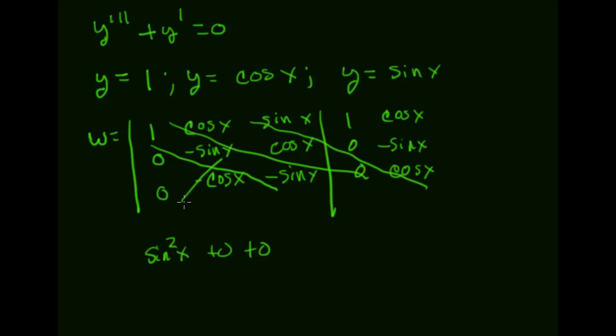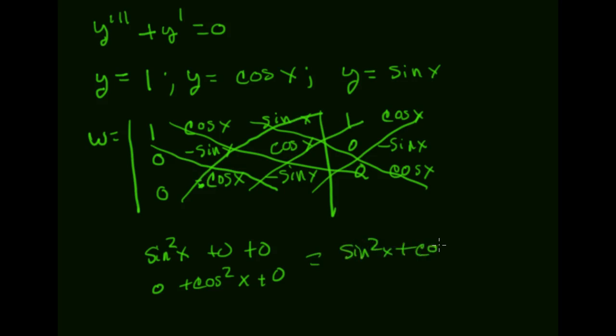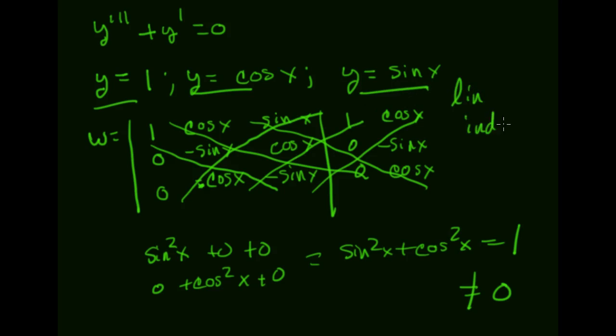And then we do the ups, right? So that's going to give me 0. This one gives me cosine squared x. This up also gives me 0. That's a negative there, so this is going to be negative. Negative is a positive, right? So this is giving me sine squared x plus cosine squared x, which is equal to 1, which is definitively not 0, which means that these 3 functions are linearly independent.